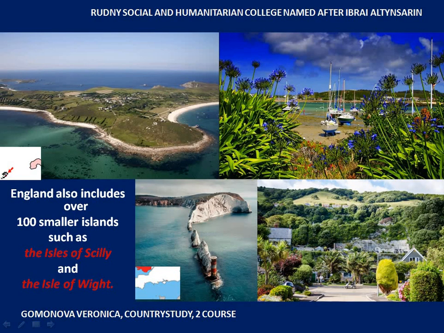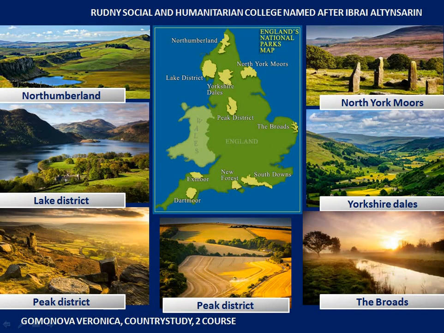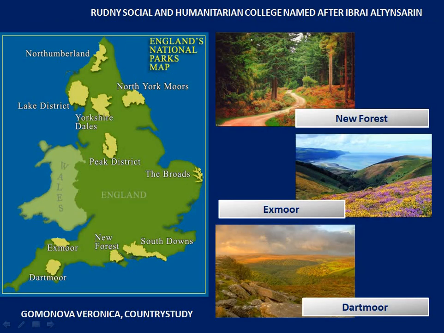England also includes over 100 smaller islands, such as the Isles of Scilly and the Isle of Wight. There are 10 national parks in England. The landscape of England is clearly seen through the scenery of the national parks. The terrain in the majority of parks in the north is hilly and mountainous, including the Cambrian Mountains of the Lake District, the Pennines, and limestone hills of the Peak District. Most of the country in the south consists of lowland terrain and forests.